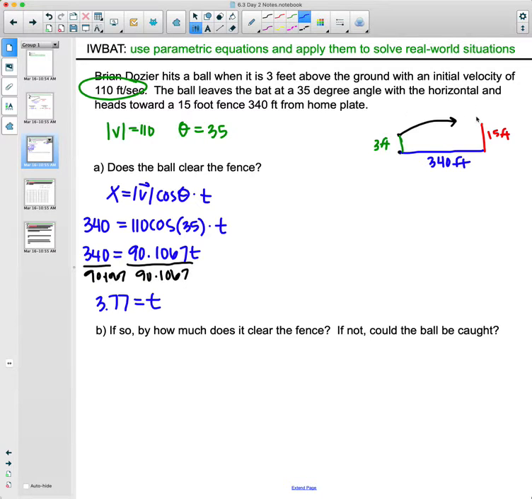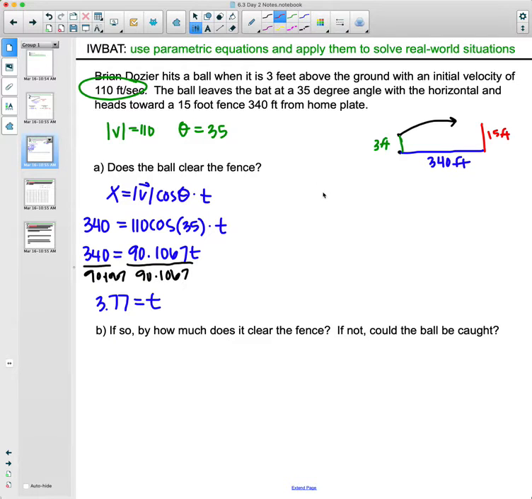Okay, not how far did the actual baseball travel, because it's going up and down and traveling a little bit of a different length. It's horizontal movement, okay, to go 340 feet. That is going to take this ball 3.77 seconds.